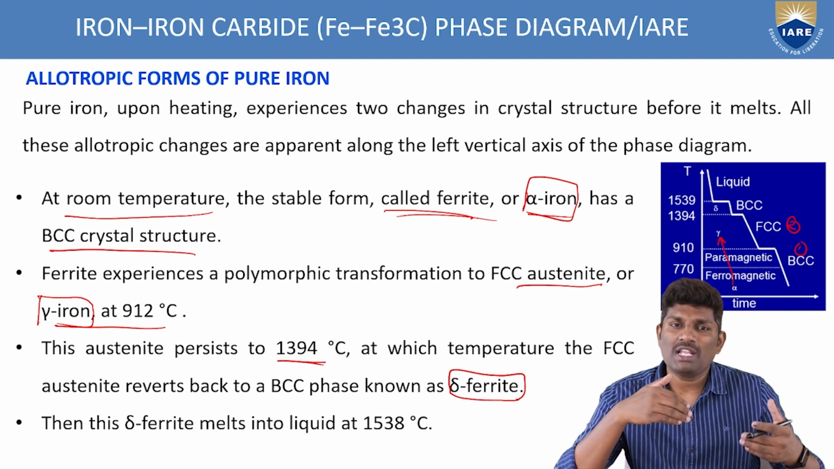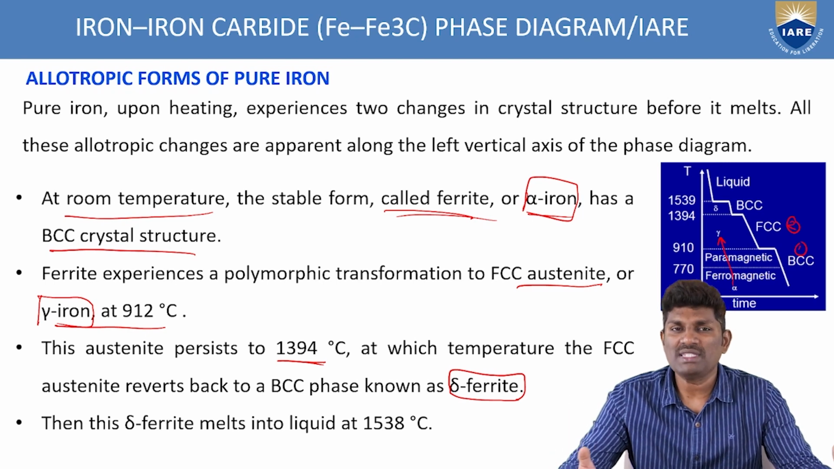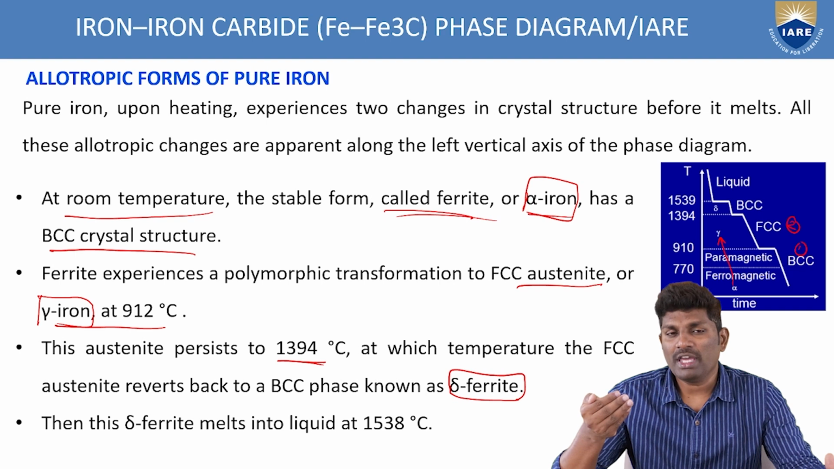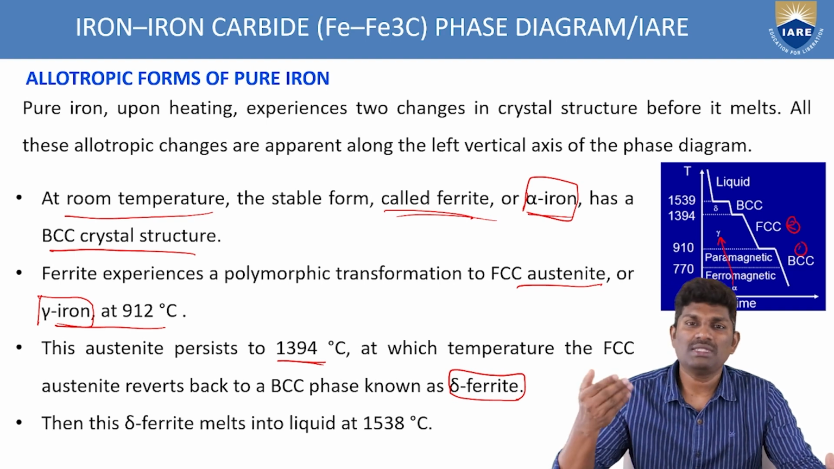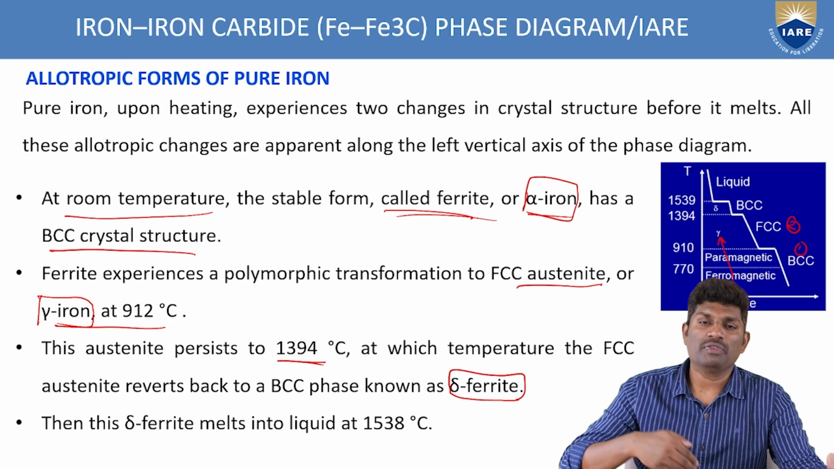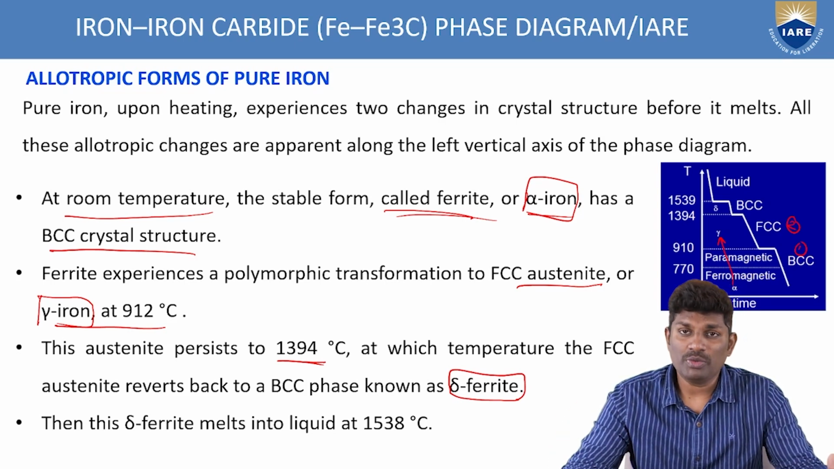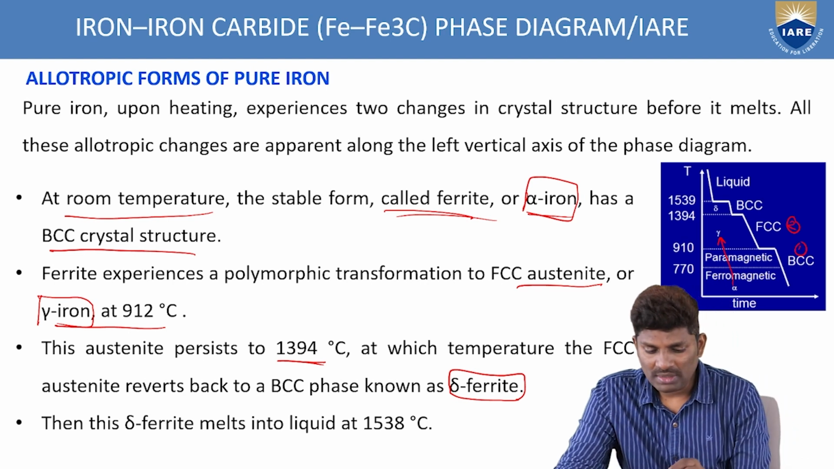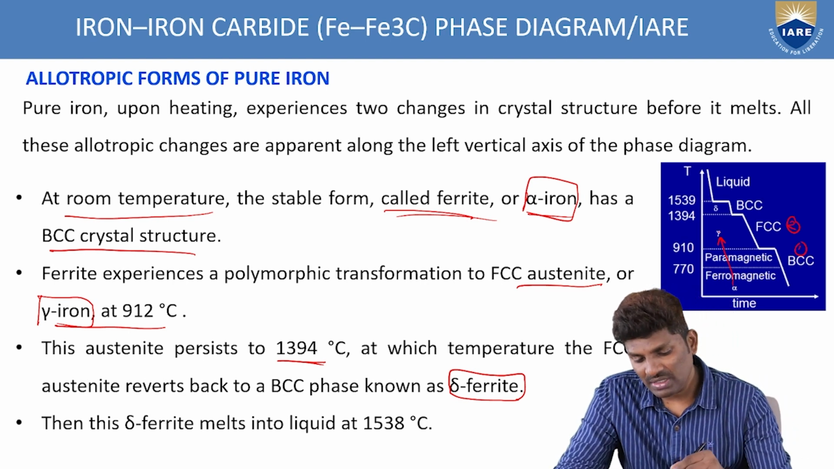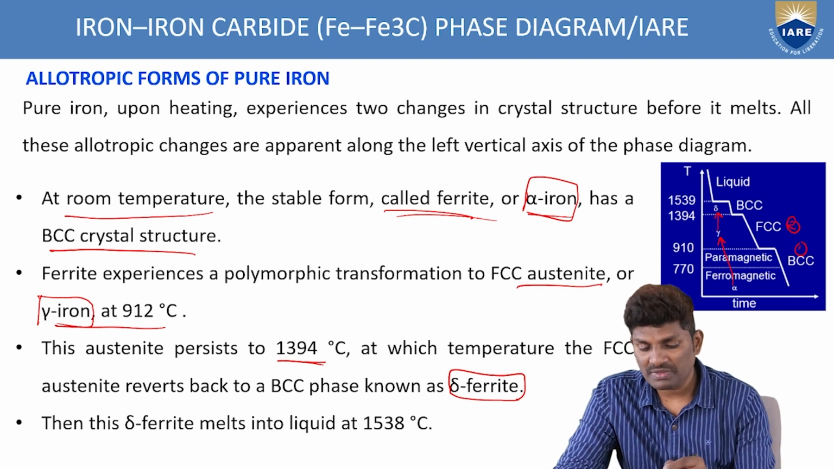What temperature scale can you observe? Initially at room temperature you have BCC. If you increase to 912 degrees centigrade, it converts from BCC to FCC. And if you increase the temperature to 1394 degrees centigrade, from FCC it again converts to BCC. These are the different changes of crystal structure you can observe during the heating of this pure iron. This is the third thing, from gamma to delta: BCC to FCC, FCC to BCC.